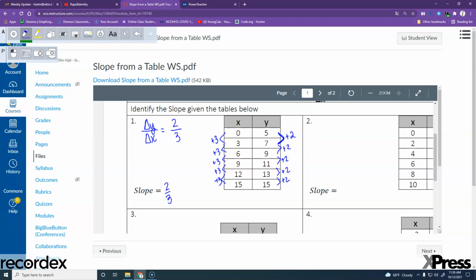Okay, questions about that? There are a few where they don't go up by standard amounts, but we're going to see it doesn't really matter, okay? Questions about that problem?